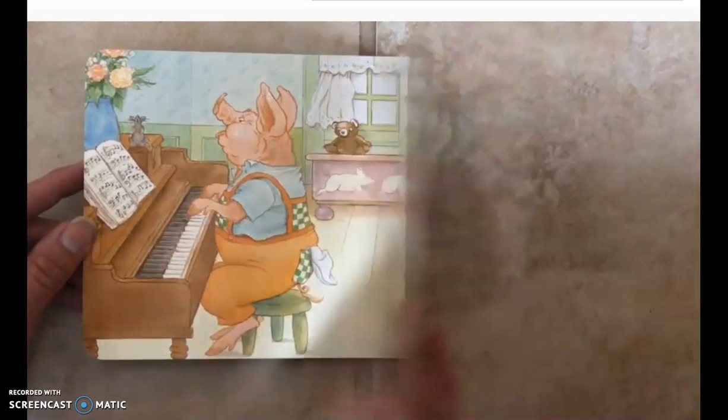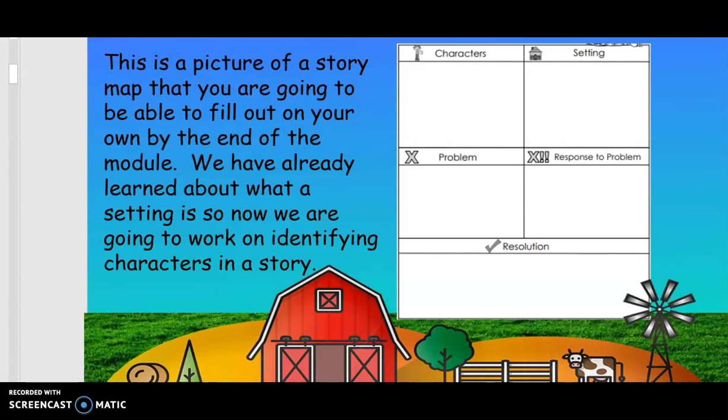The end. All right. I headed out of the book, heading back to the PowerPoint because I want you to take a look at this. This is a picture of a story map that you are going to be able to fill out on your own by the end of the module. We looked at what a setting was in the year at Maple Hill Farm, so now we're going to work on identifying these characters.